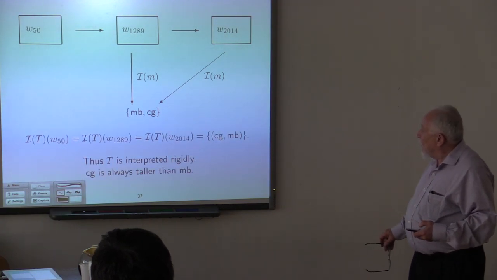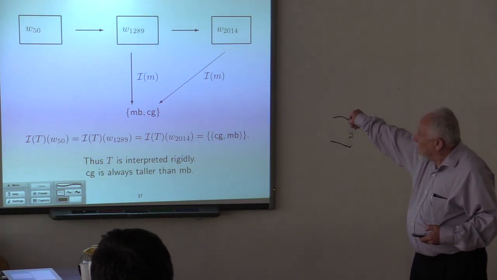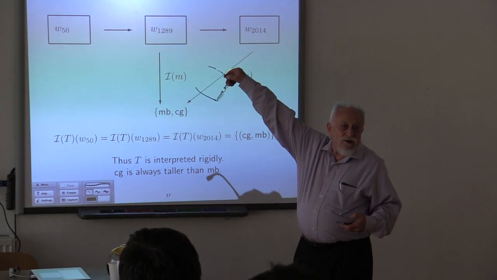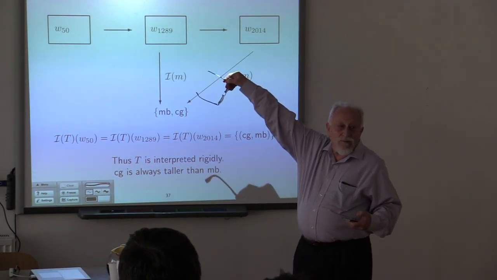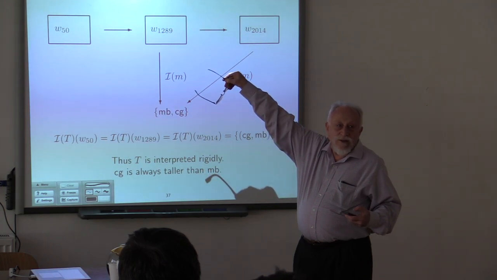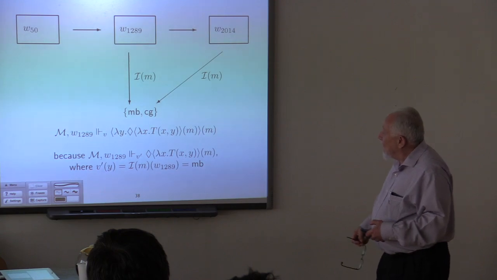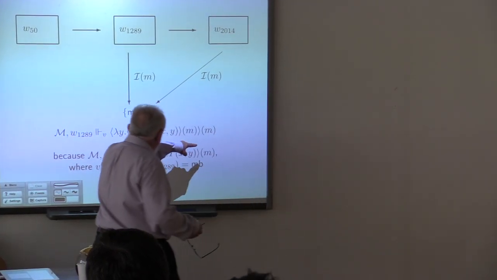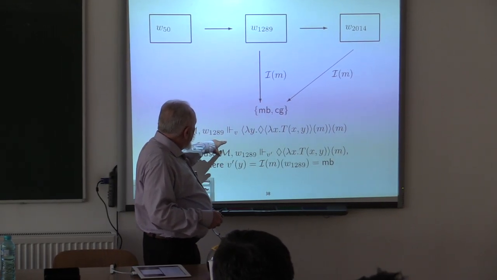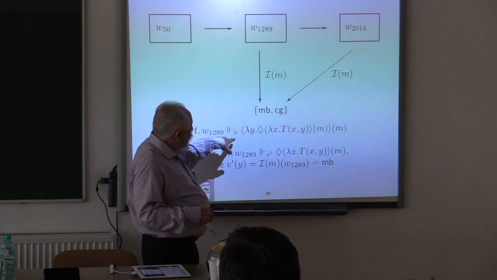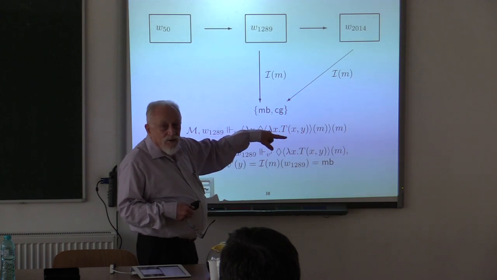You notice, by the way, this is a possible semantics. You can talk about these things in the year 50 if you knew enough to talk about them, even though they don't exist in the year 50. All right, so this is the formula I showed you before. I want to verify that it's true in the year 1289. The valuation doesn't really matter because there aren't any free variables.